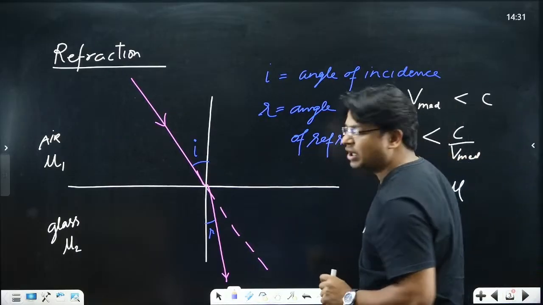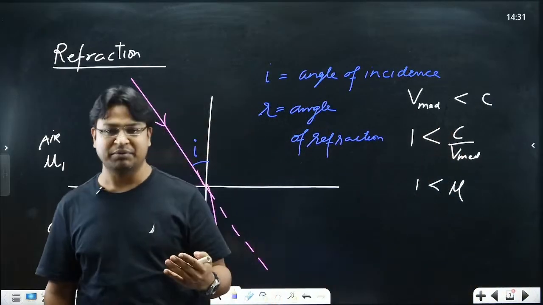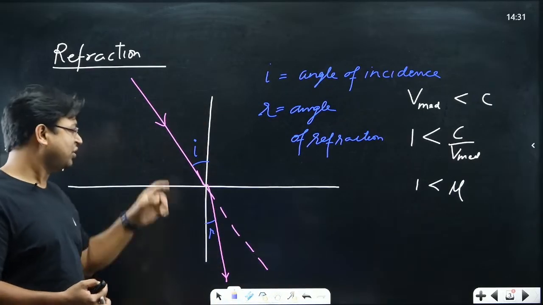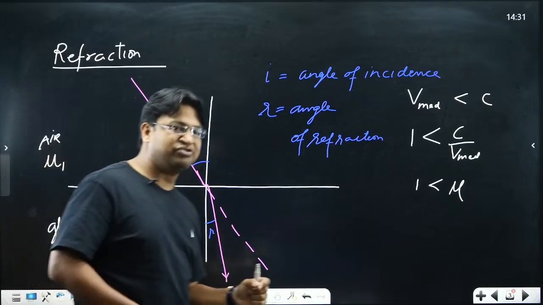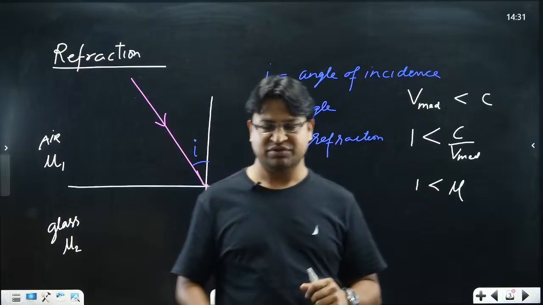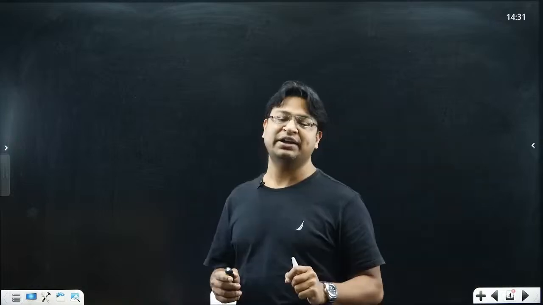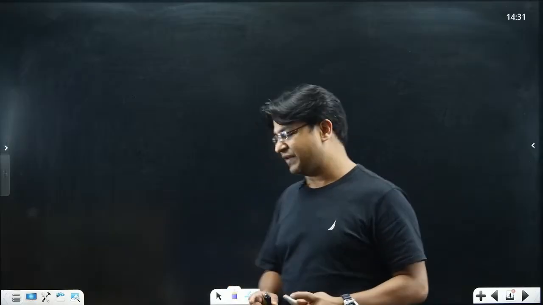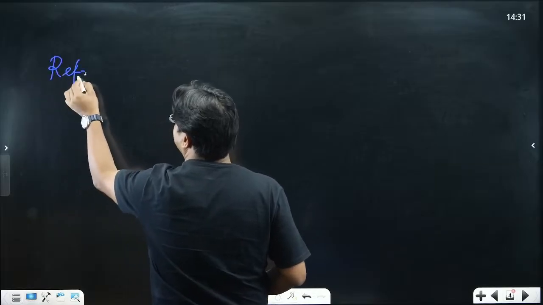Now if we have to describe what refraction as a phenomenon is: refraction is the process of a light ray bending towards or away from the normal when it changes the medium. So that phenomenon is called refraction. Let me write it here. If we have to define refraction, what will we write?